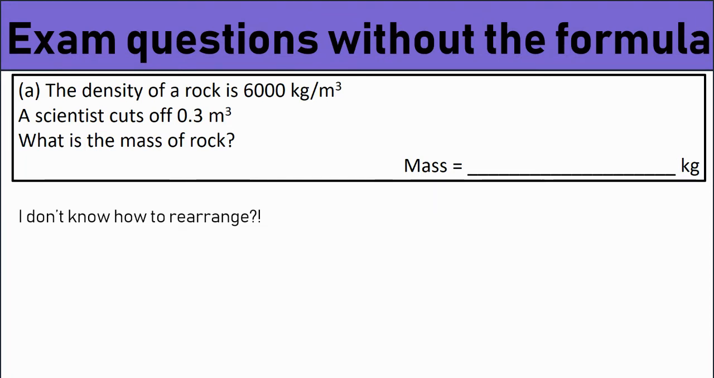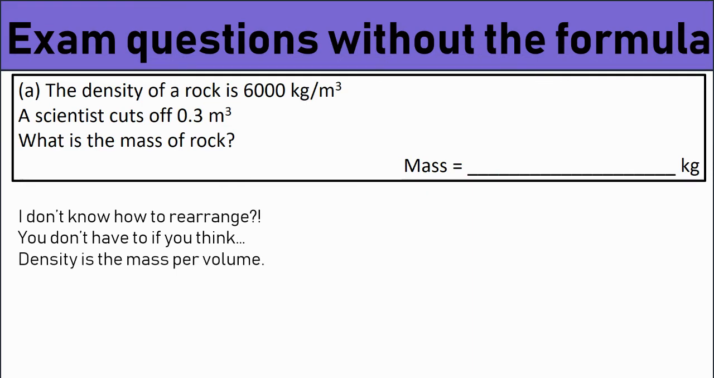So if you don't know how to rearrange, how are we going to do this? Well, density is mass per volume. It's the amount of mass in a bit of space. In 1 meter cubed, there is 6,000 kilograms. That comes from the density. 6,000 kilograms per meter cubed means exactly this. So how much in 0.3 meters cubed?